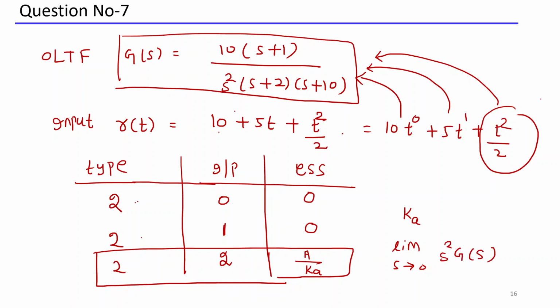What you need to do is forget about this s square, because the s square terms cancel out. Just put 0 everywhere. That function is 10 divided by 20, so Ka is half. Then A divided by Ka: what is the coefficient here? A is 1, because t square by 2 is the standard form. So 1 divided by half is 2. Now you add all these: 0 plus 0 plus 2, so your steady state error will be 2.